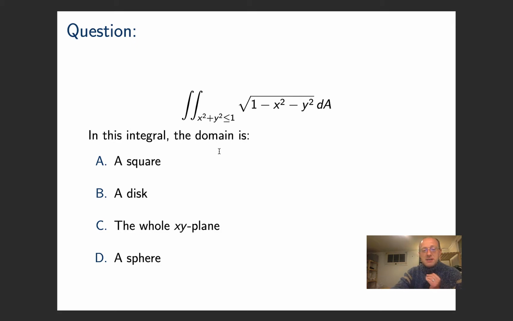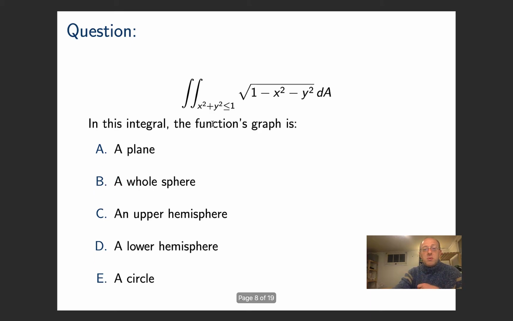The answer is a disk. You see the domain labeled here at the bottom of the double integral sign. And if it was x squared plus y squared equals 1, that would be a circle. To put less than or equal to 1 is filling in that disk. That's a disk domain.